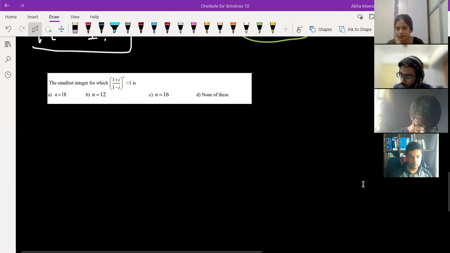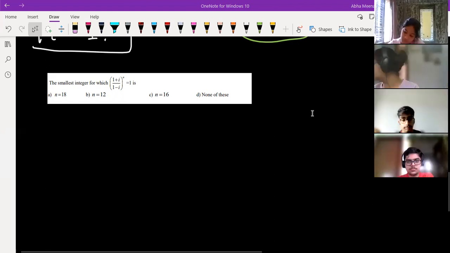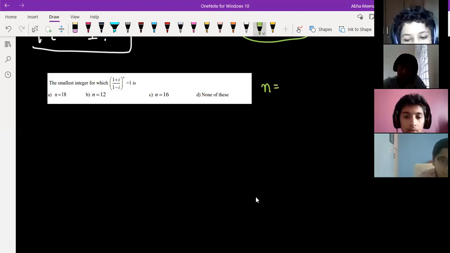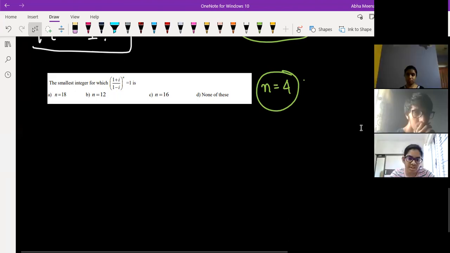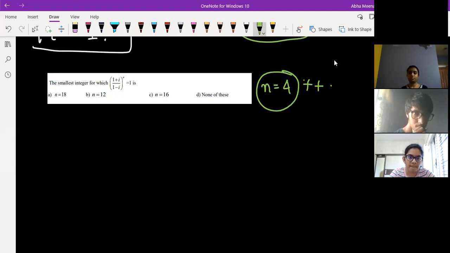Okay, Chetna has also answered. Chetna, may I know what is the value of n you are getting? Ma'am, 4. Okay, let us see. I'm same. One more vote for n equals 4. Option D, none of these, ma'am, because we get some other. Okay, let us see. Even I also don't know the answer.